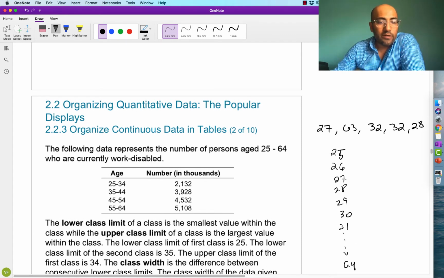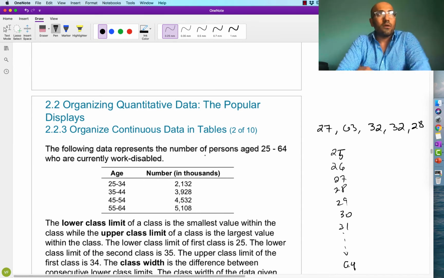25 to 34 is one class. 35 to 44 is another class. 45 to 54 is another class. And 55 to 64 is another class. See, so we've grouped up some of these values. This means that there were 2,132 people that identified themselves as being between 25 to 34 years of age, right?